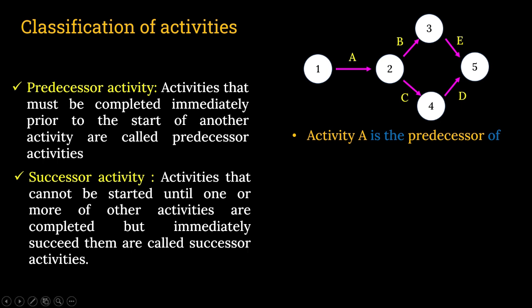Activity A is the predecessor of B and C. So B and C will start only when A is completed. So A becomes the predecessor of B and C. So in that way, B and C become dependent activities. Dependent on what? Dependent on A. Clear?